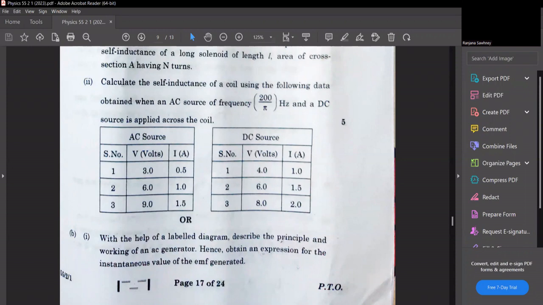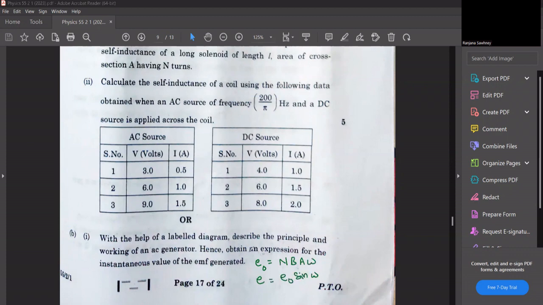There's a choice. Describe the principle and working of AC generator. Principle is EMI, electromagnetic induction, and the working you have to explain, okay, with the diagram, and obtain the expression of instantaneous value of the EMF generated. The peak value of the EMF generated is E naught equal to NBA omega, and the instantaneous value is equal to E naught sine omega t. So this you have to derive. Very simple.